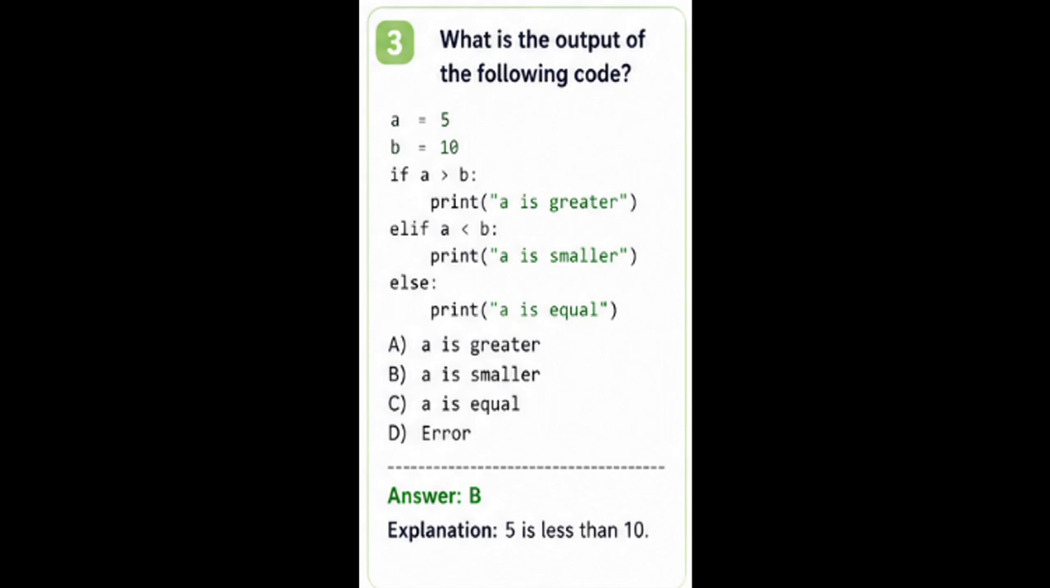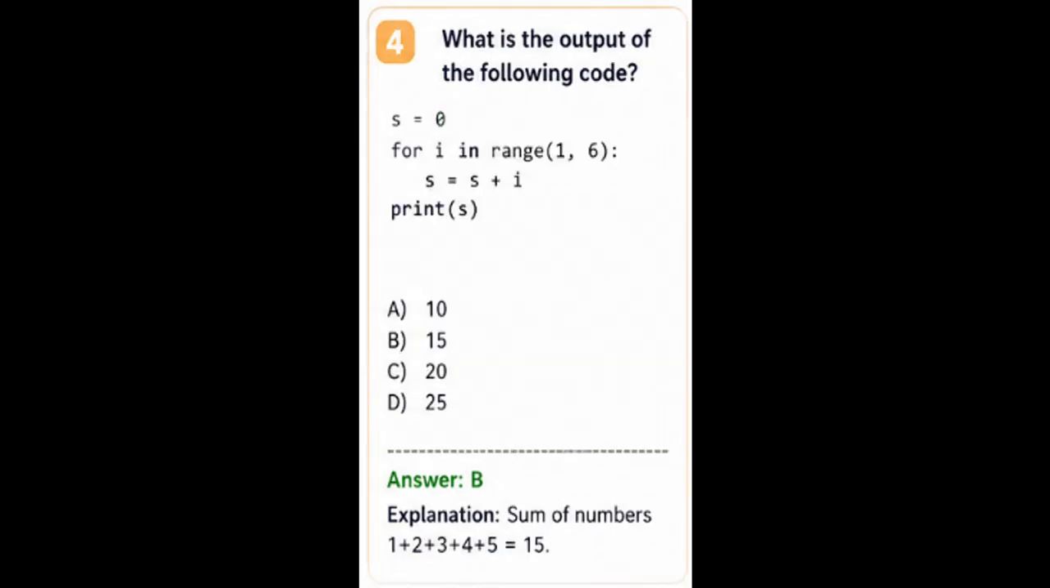What is the output of the following code? A equal to 5, B equal to 10. If A greater than B, print A is greater, false. Elif A less than B, yes, true. A is smaller. Okay. What is the output of the following code?